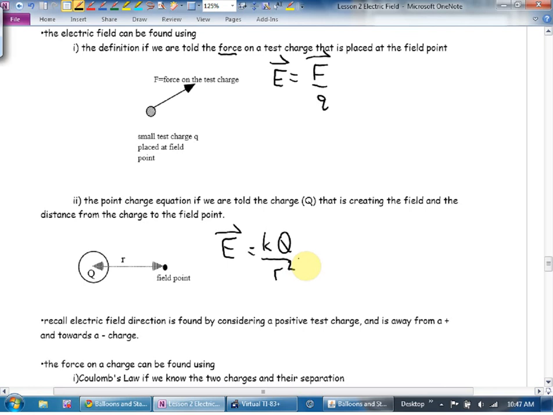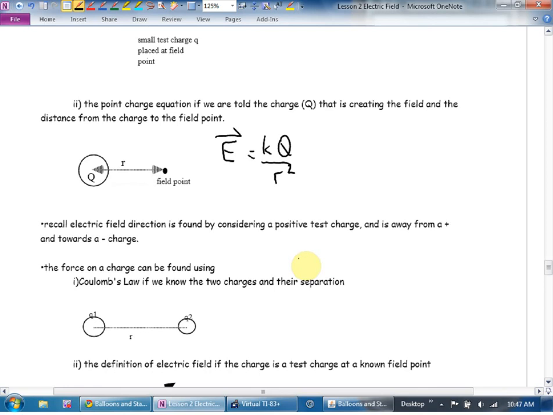recall the electric field direction is found by considering a positive test charge, and it's away from a positive and towards a negative. And you can see that I didn't type that line because I would have put a "ve" after the plus and a "ve" after the minus, because a plus and a minus there looks too much to me like an equation. It's just a bad habit I have.